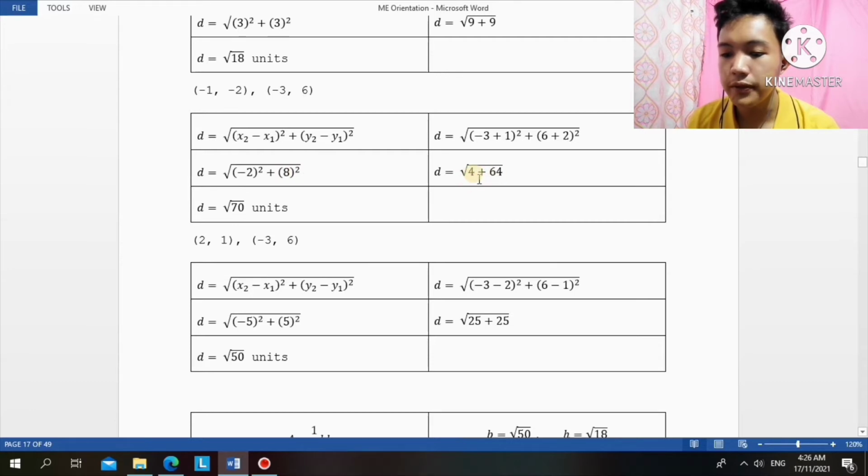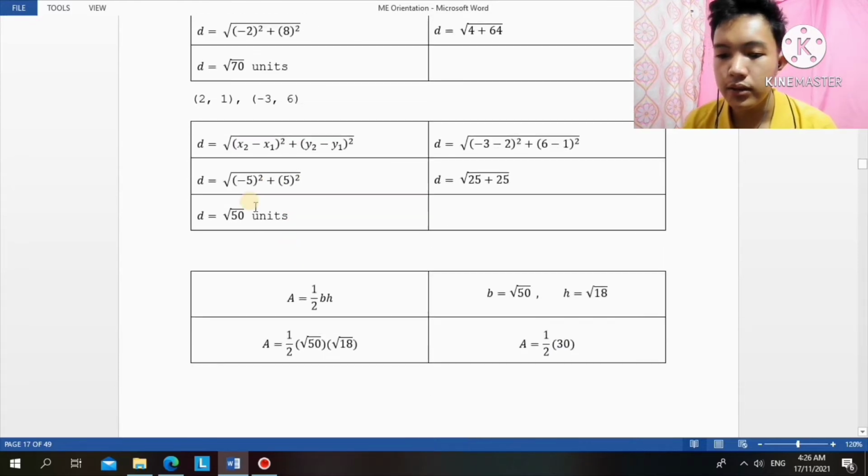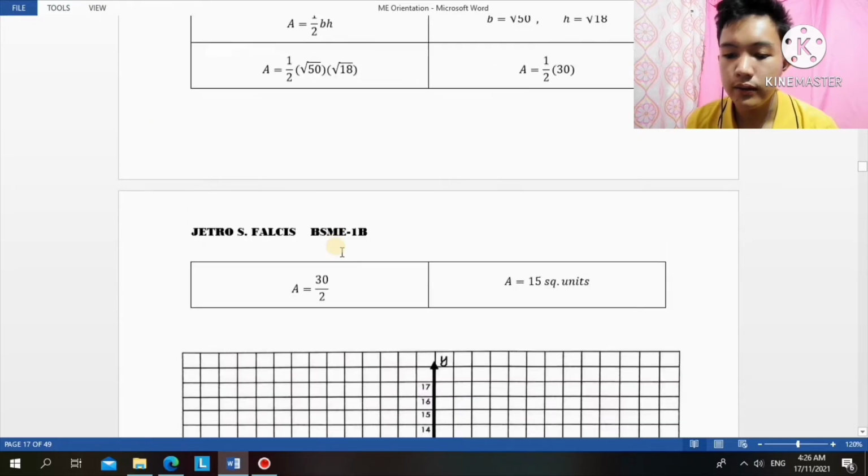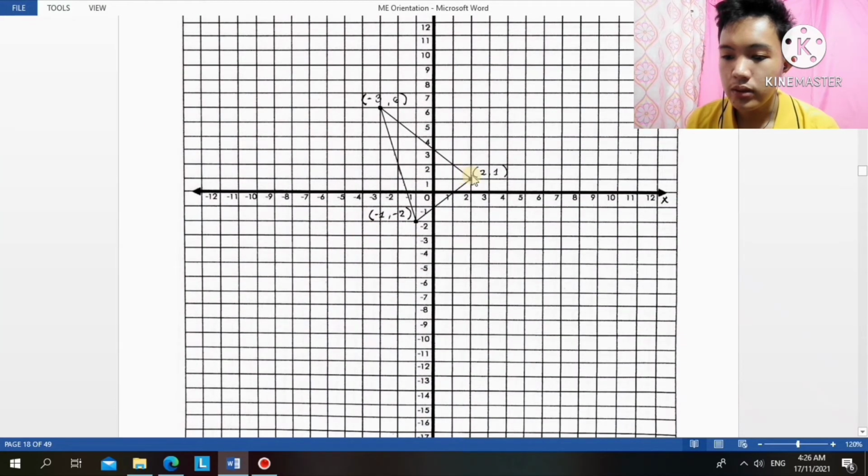So 64 plus 4 is equal to 70. So our distance is equal to 70 units. Then last, let's solve the distance from (-2, 2, 1) and (-3, 6). Let's solve the distance from this point to this point.